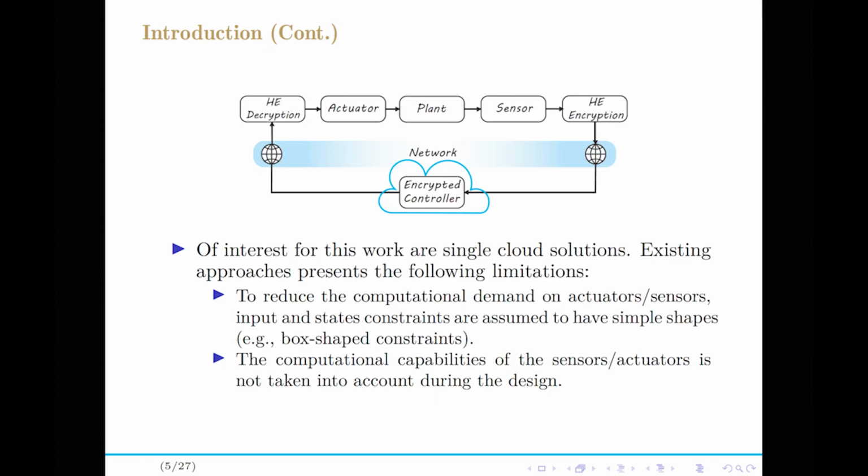The existing solutions in the literature for using a single cloud have the following limitations. First of all, to reduce the computational demand on the actuator or sensor, input and state constraints are assumed to have simple shapes, like box-shaped constraints. And the other limitation is that the computational capabilities of the sensor and actuator are not taken into account during the design stage.